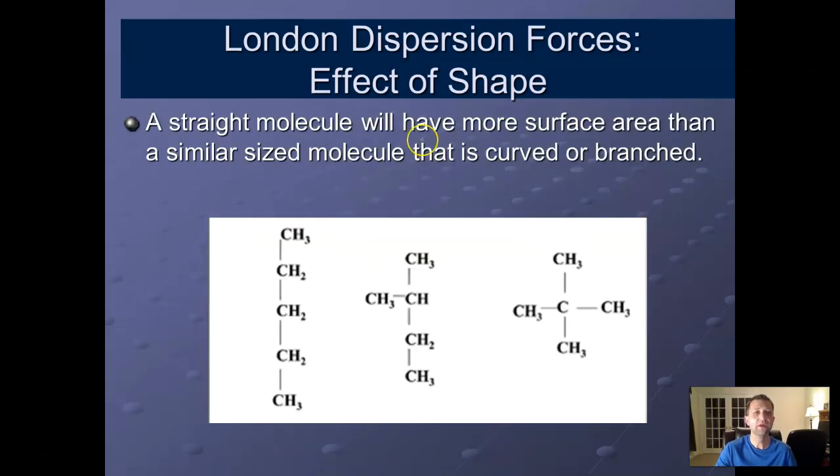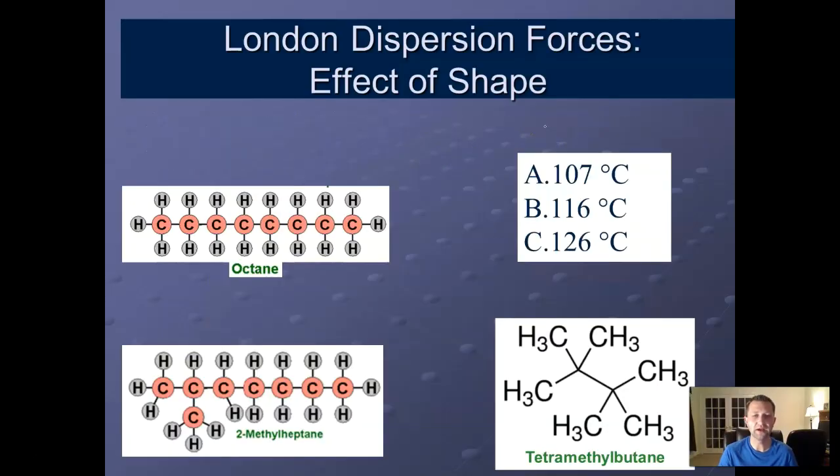Okay, so a straight molecule will have more surface area than a smaller size molecule that is curved or branched. So again, here are versions of pentane, with the strongest intermolecular force to the left and the weakest intermolecular forces to the right, based on surface area and places dipoles can attract.